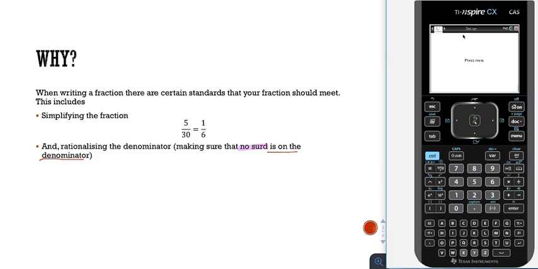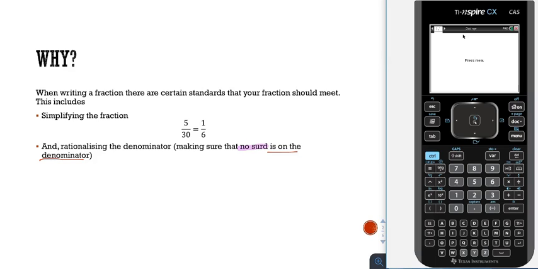There are certain standards that your fractions should meet as an end solution. In the past, we've only ever looked at your solution being in simplest form. So if you had 5 divided by 30, your result would have to be 1 divided by 6. We are now making this, I suppose, one more step fussier.